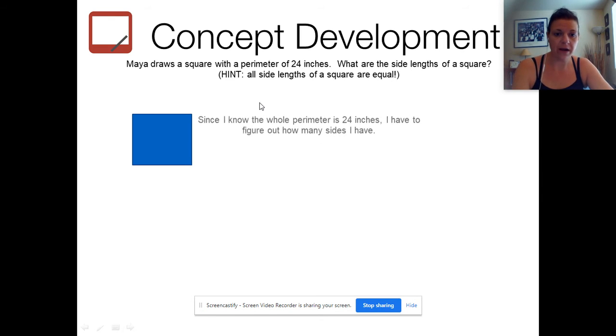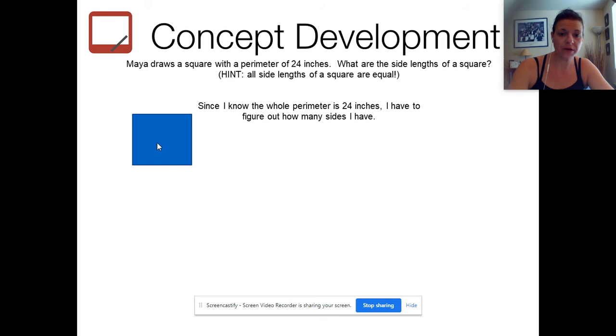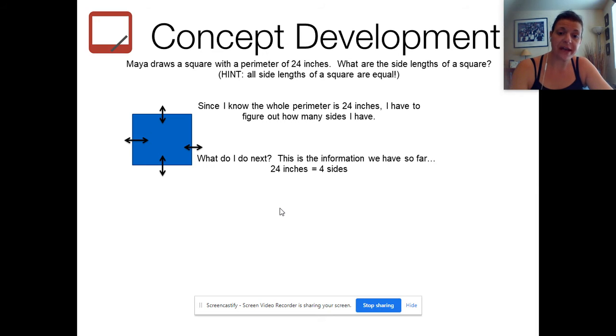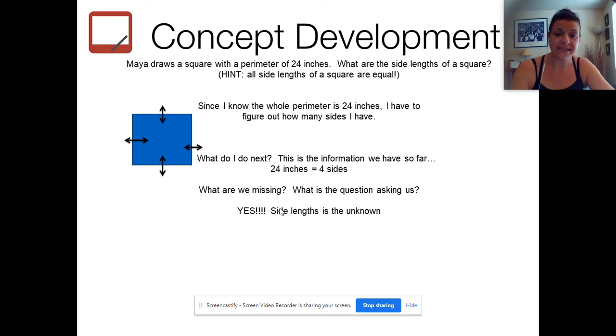So there's our square. And since I know the whole perimeter is 24 inches, I have to figure out how many sides I have first. So there's 1, 2, 3, and 4. And now what do I do next? This is the information we have so far. We know that the total perimeter is 24 inches, and we know that we have 4 sides. Now what are we missing? What is the question in the problem asking us? Right, the side lengths is the unknown. So we know the total, which is 24 inches. We know we have 4 sides, but we don't know how long each side is.